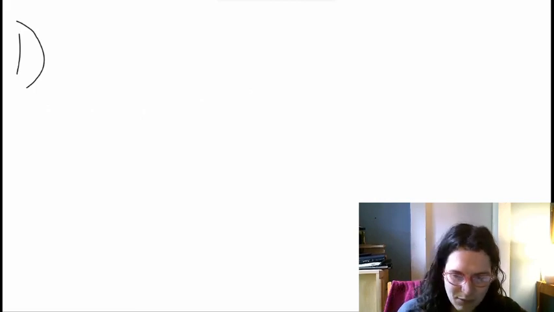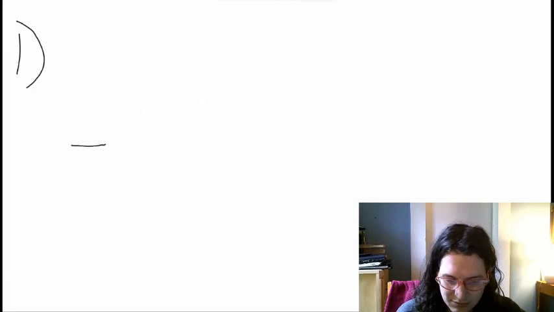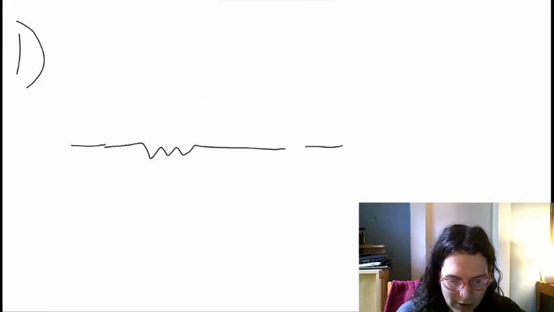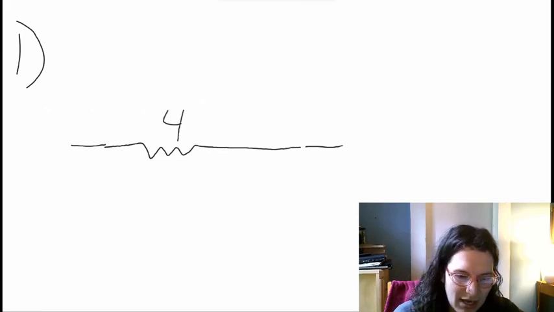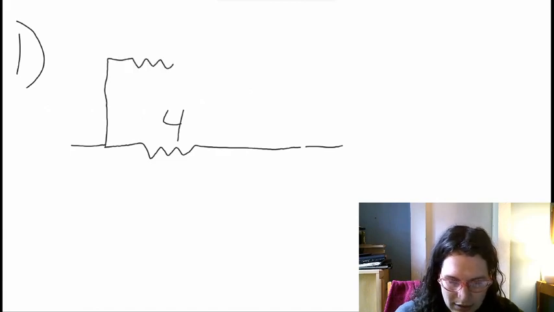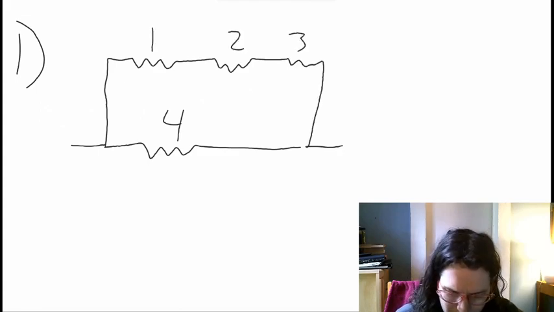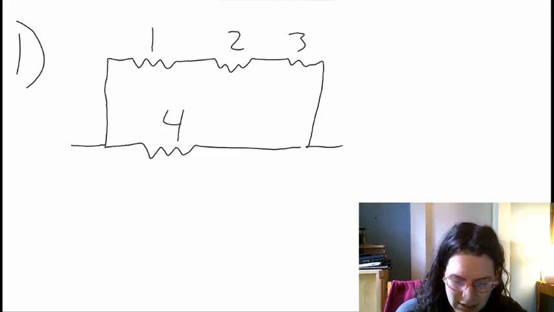So in this first problem, we actually have a circuit with two sides. There's going to be one side where we just have resistor 4, is the name of that one. And then there is another side of the circuit where we have resistors 1, 2, and 3. So these are two different sides of a parallel circuit.